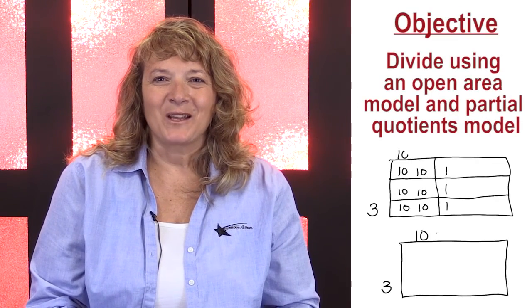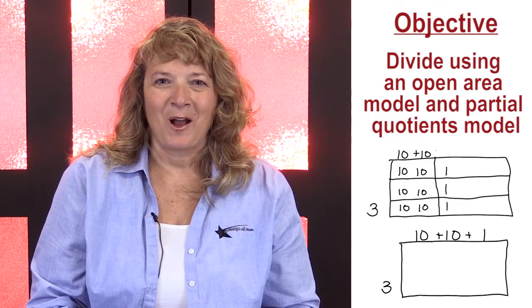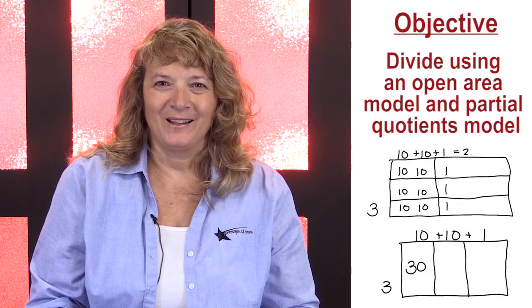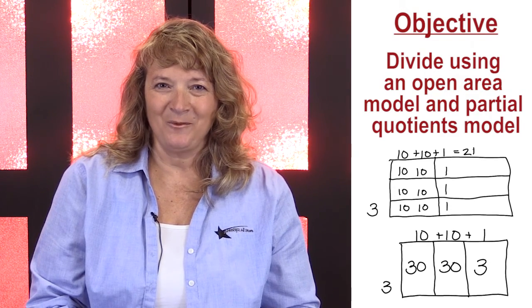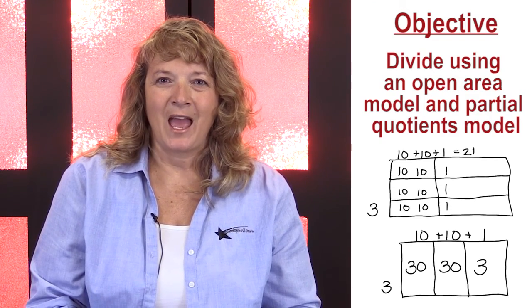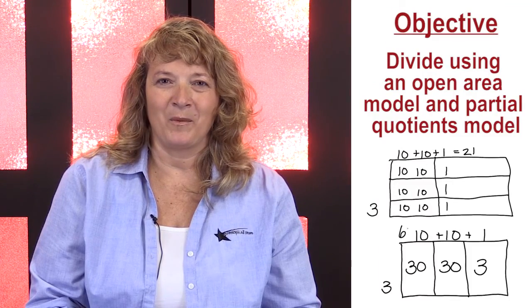In this lesson, our objective was to divide using an open area model and the partial quotients model. We met this objective by dividing our dividends into chunks of tens and ones to form partial quotients, and by adding the sum of all the partial quotients.